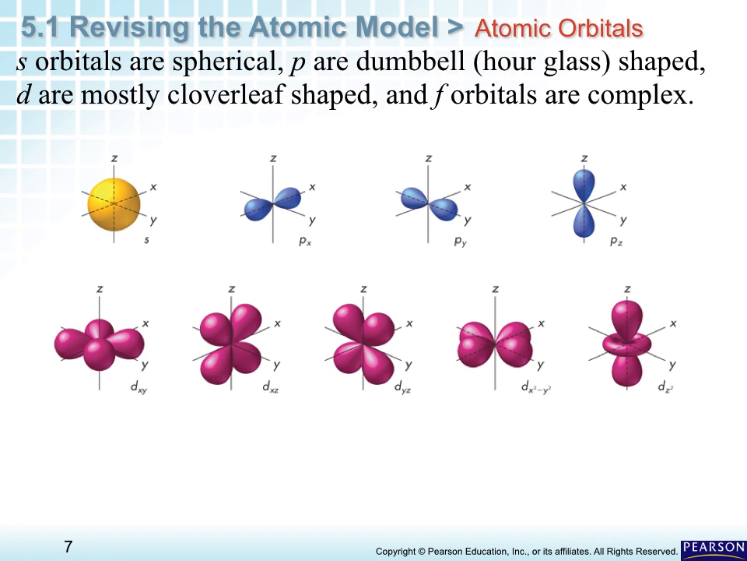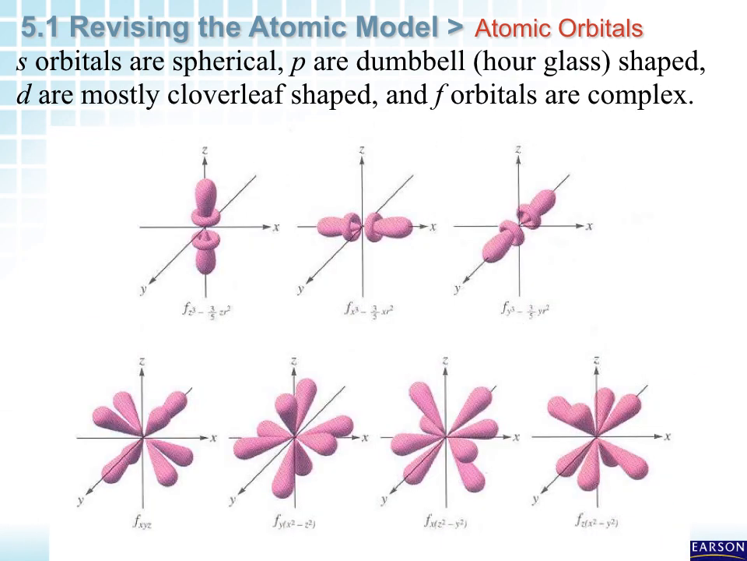The p orbitals, there are 3 of them. They're either dumbbell shaped or hourglass shaped. Those are the blue ones. There's 3 of those. The d's are mostly cloverleaf shaped because if you look at the first 4, they're cloverleafs in different directions. The last one is not the same. And the f's are just what we call complex. There are 7 of those, and they come from Schrodinger's equations, and using Schrodinger's equation and you graph them, these are the shapes you can get. These are the areas where you can find electrons.